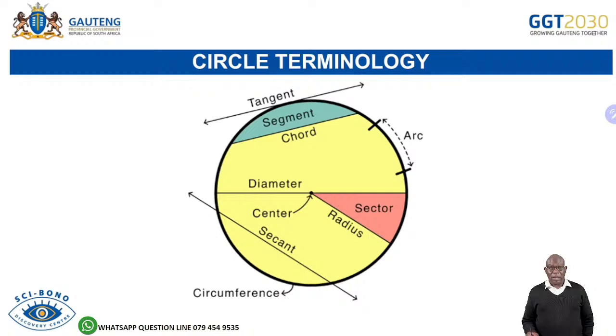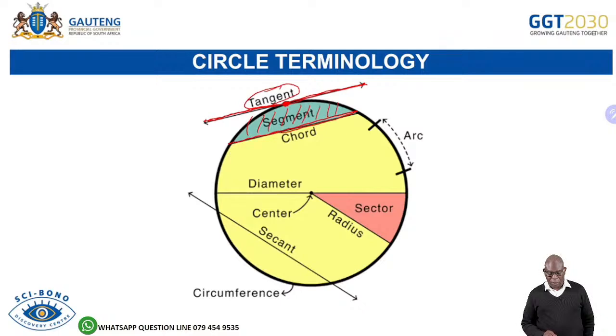the terminology of the circle, quickly. So we know if I've got a line that touches only one point on the circle, that line there is called a tangent to a circle. This part here is a segment. So how do I get a segment? It must be formed when we draw a chord.